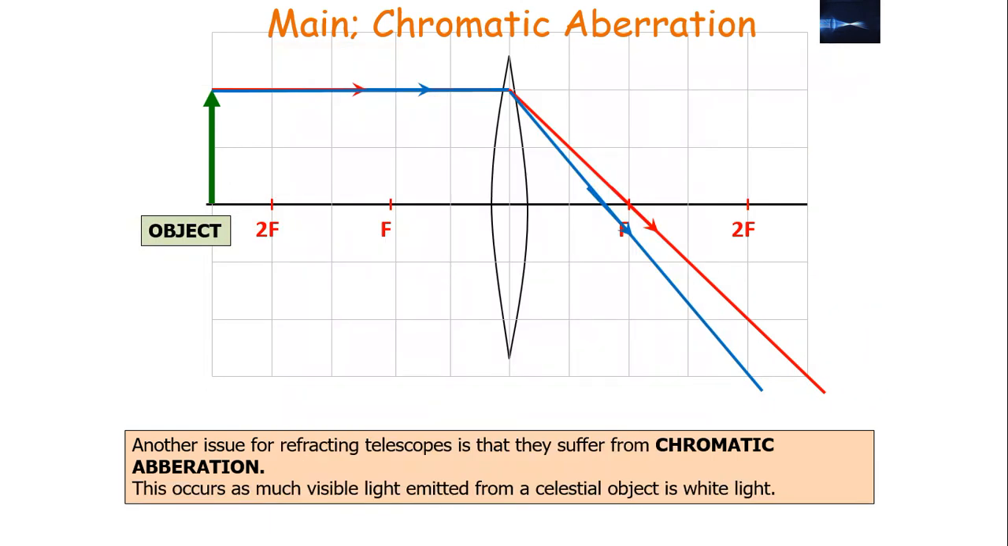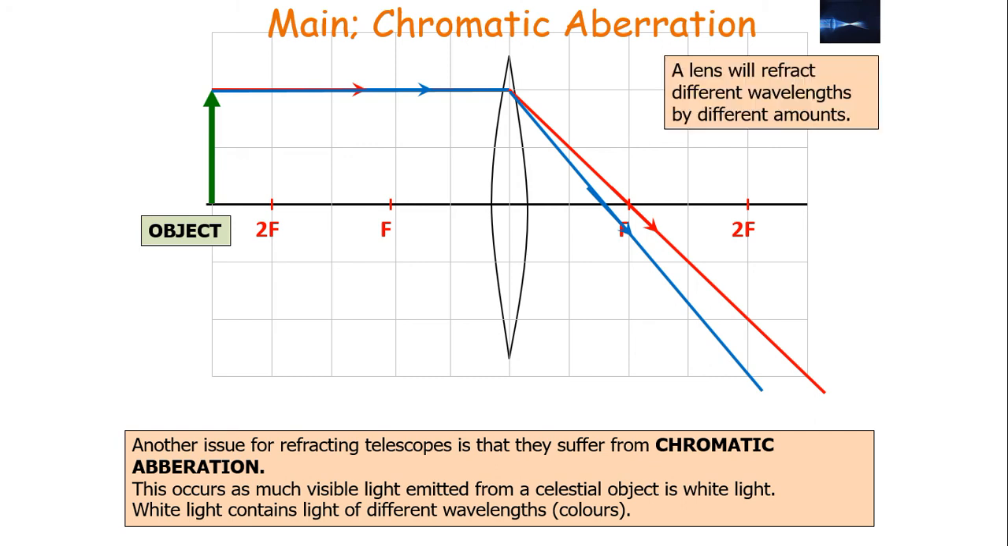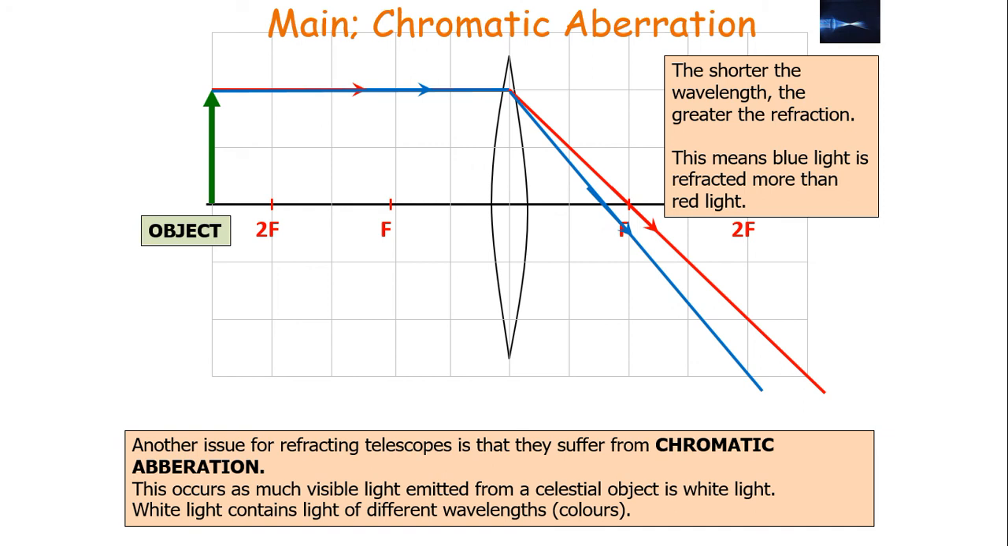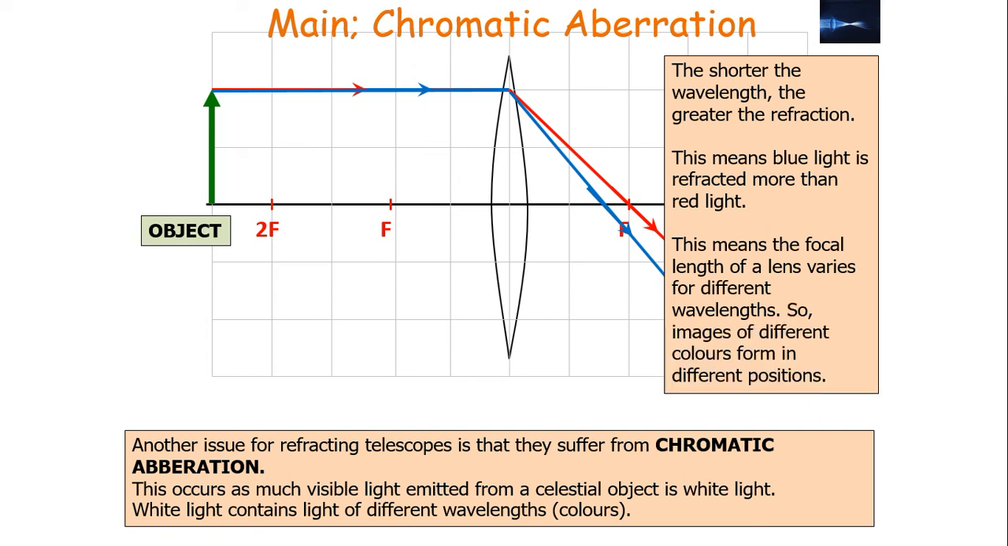Now, the reason for this is because, in this instance, celestial objects such as stars and galaxies will produce visible light, which is white light. So white light contains lots of different light of different wavelengths or colours. So a lens will refract different wavelengths of colours by different amounts. Now, we find the shorter the wavelength, the greater the refraction. So what this means is that blue light, because it is a shorter wavelength light, will refract a lot, whilst red light, which is a longer wavelength, will refract less. So this means blue light is refracted more than red light. So this means the focal length of a lens actually varies for different wavelengths. So the images of different colours form in different positions.